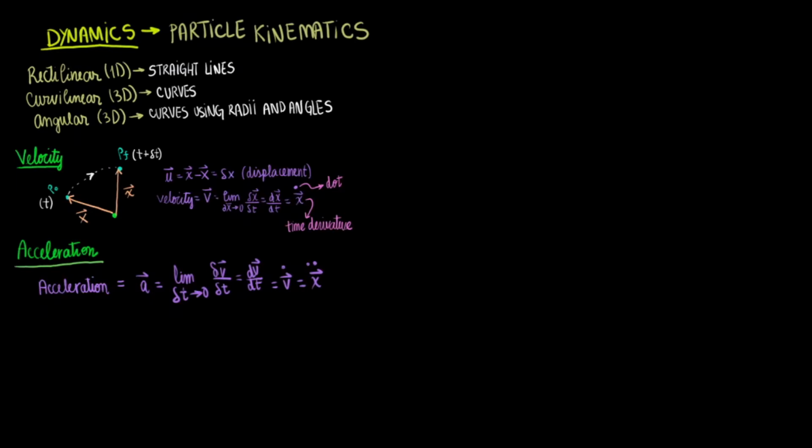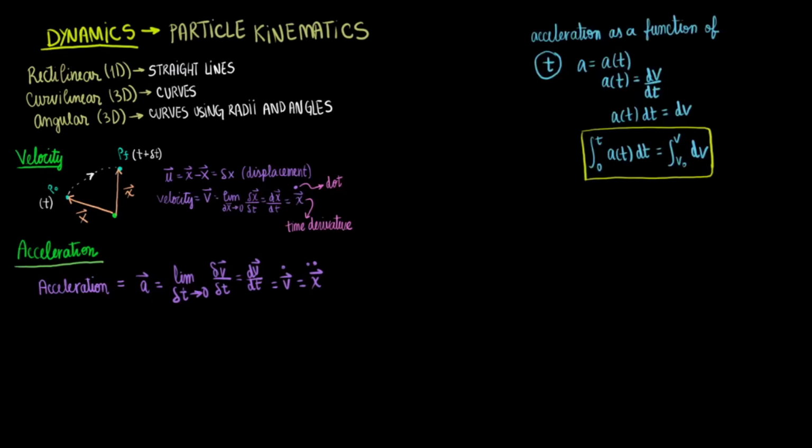Solving for these accelerations can take some getting used to, but they're quite straightforward once you get to know them. To write out acceleration in terms of time t, we just have to remember that acceleration equals dv dt. Multiply both sides by dt. We get a dt equals dv. Then integrate both sides to get the final expression. You will have the integral from 0 to t on one side and from v naught to v on the other.